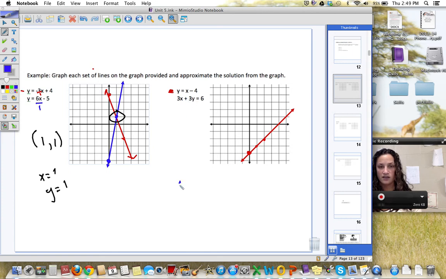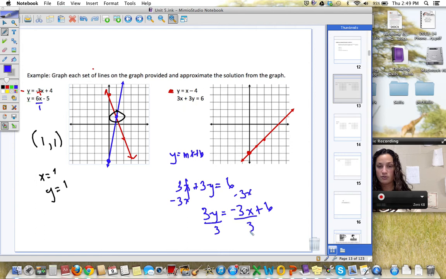Then for this one, I'm going to put this in the form of y equals mx plus b. So if I have 3x plus 3y equals 6, and I want y by itself, I need to get rid of this 3x. So this cancels, and now I have 3y equals negative 3x plus 6. And I want y by itself, so I divide by 3, which means I divide this by 3 and I divide this by 3. So then I get y equals negative 3 divided by 3 is negative 1, which is the same thing as just negative x. 6 divided by 3 is 2.